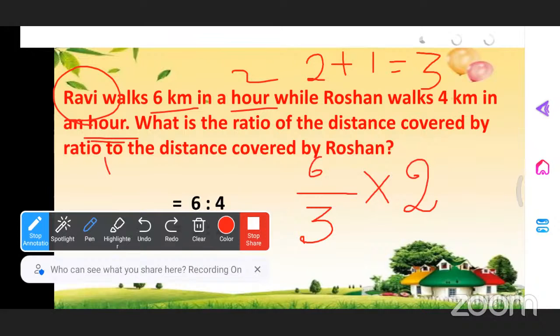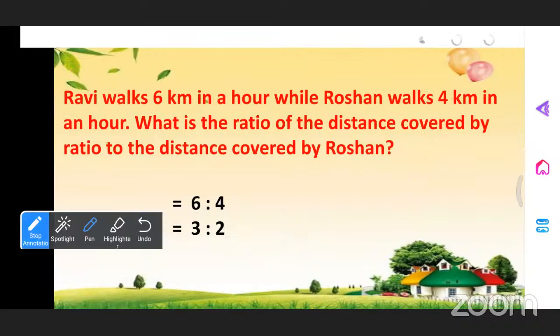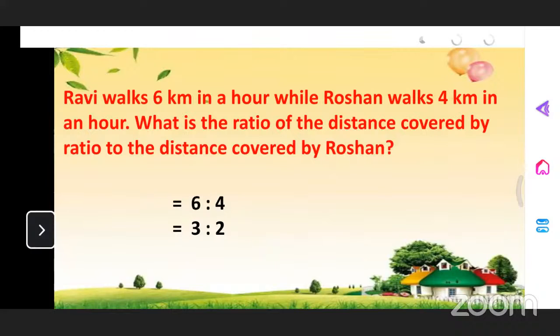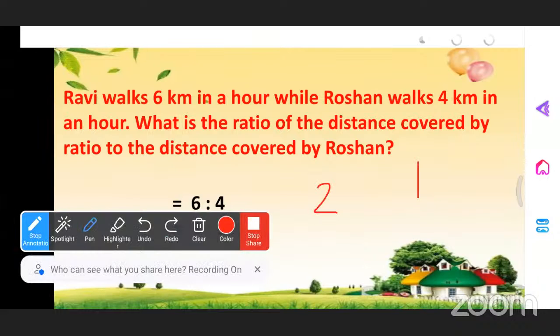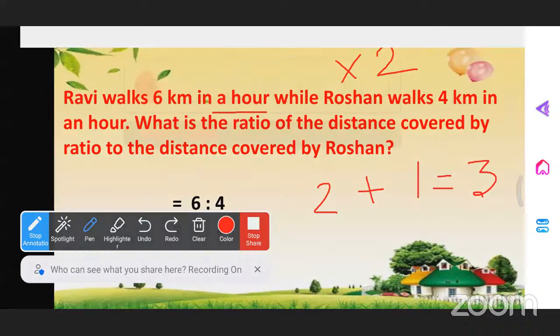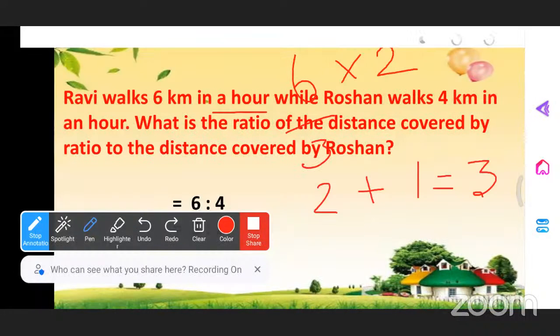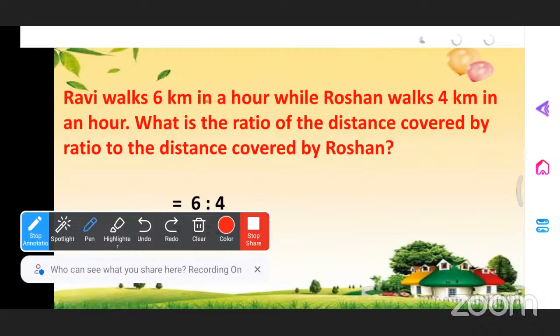Ma'am, Ravi walks 2 hours. Roshan walks 1 hour. That means 2 hours plus 1 hour, we take total hours 3 hours. Now Ravi takes only 2 hours, so that's why I multiply into 2. 6 divided by 3. You cannot understand? One minute. Ravi takes 6 kilometers.